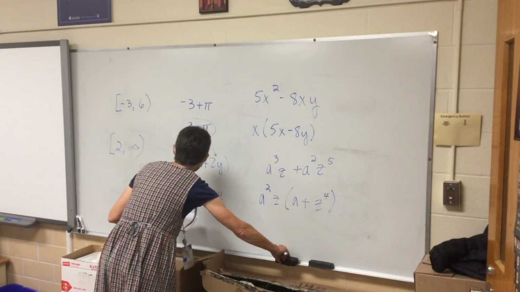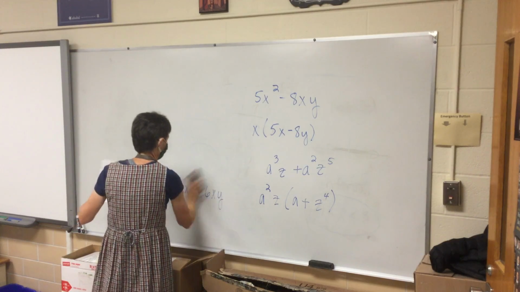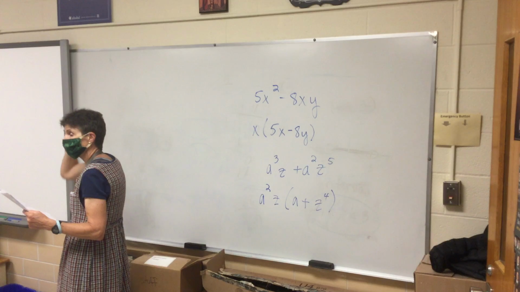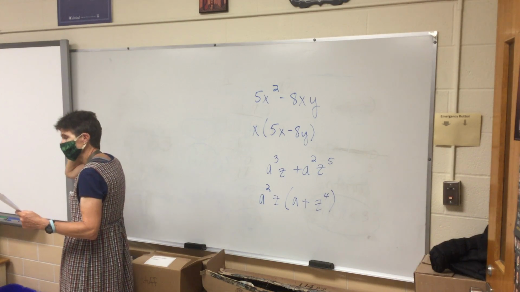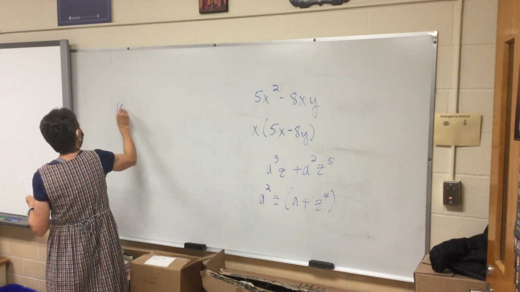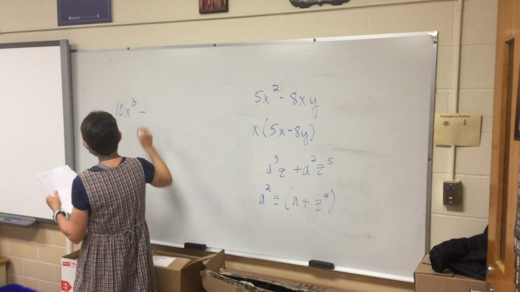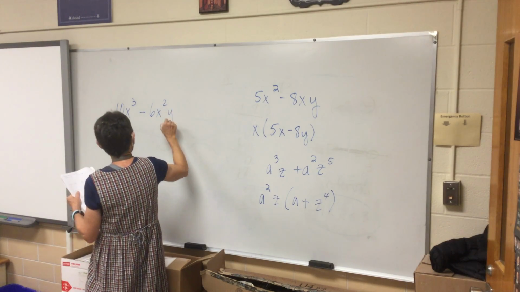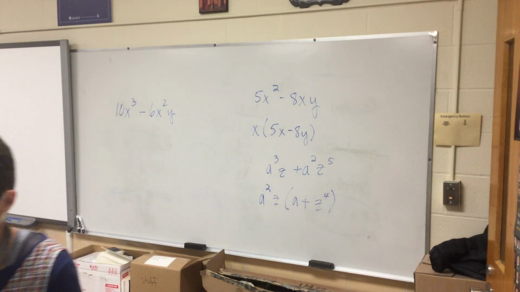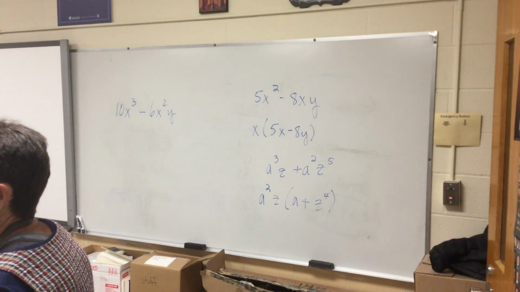All right, what about D? What are we going to have for D? Antoine, you got an idea for D? 10x to the third. Nicely done. Minus what? 6x squared y. Yep, that's perfect. So 10x to the third minus 6x squared y.